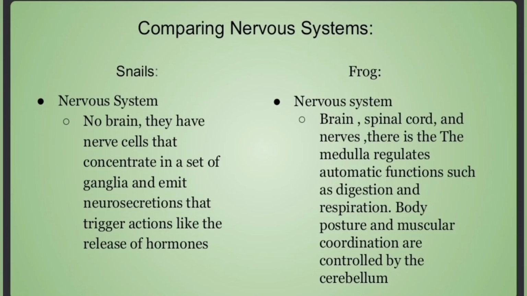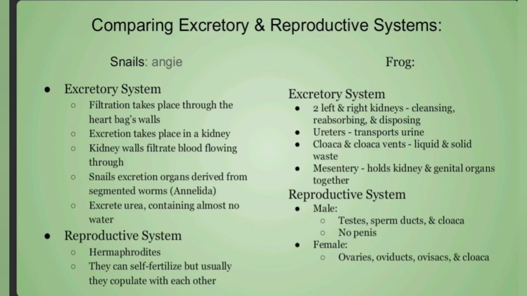Unlike a frog's nervous system, snails do not have a brain. Instead, all of their nerve cells are located in a set of ganglia, and these ganglia will emit neural secretions that trigger actions such as the release of hormones or certain behaviors.